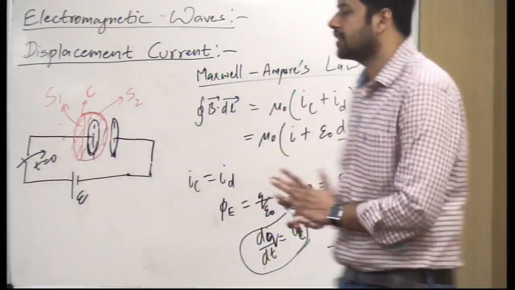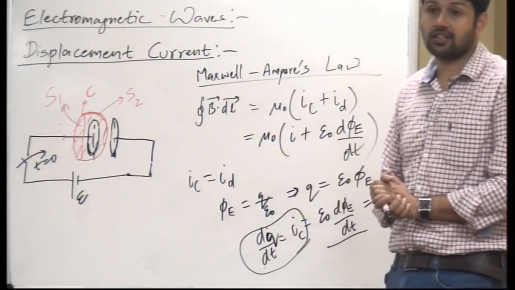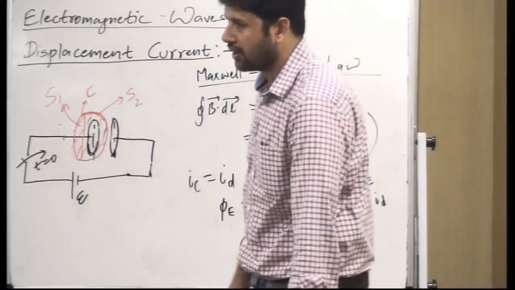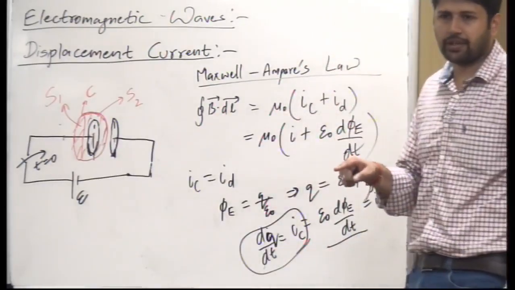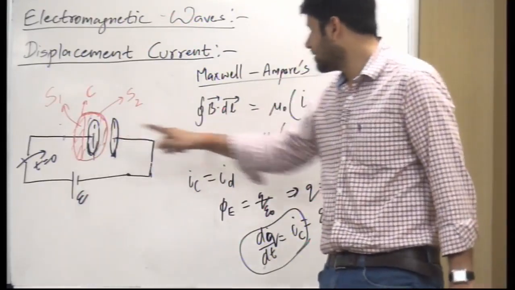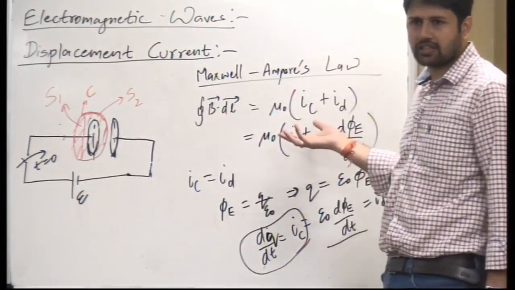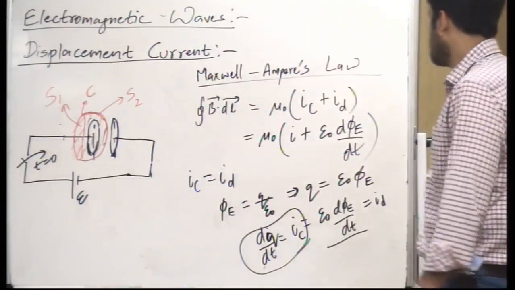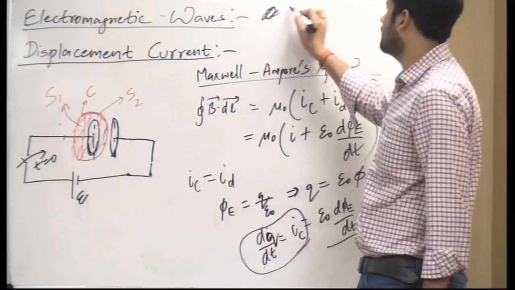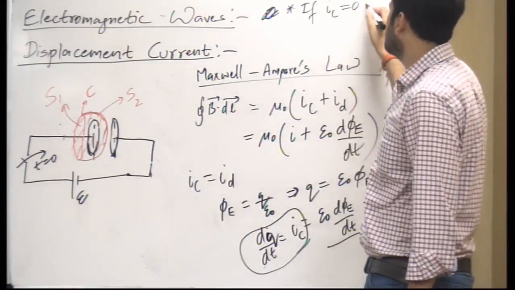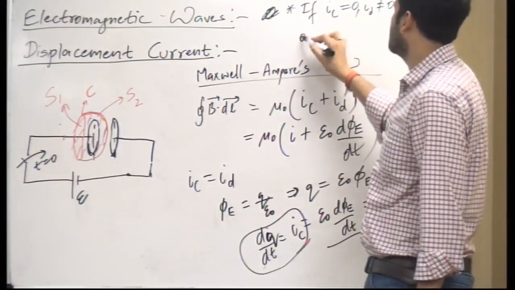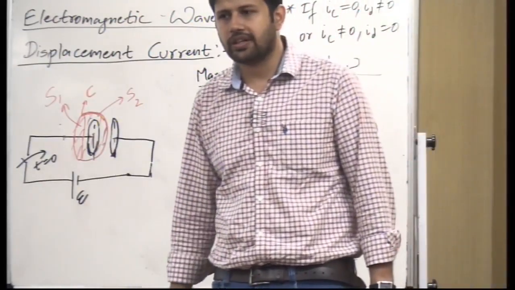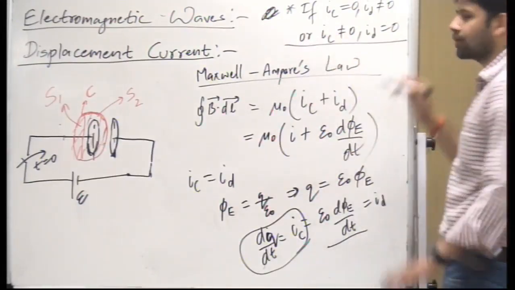So displacement current and conduction current are equal, but they don't coexist. Conduction current exists in the wire and displacement current exists where the electric field is changing, where there is no conduction current. So either it's conduction current at a point or it's displacement current. Between the plates we need to include only ID, no conduction current, while on the wire we need to include only IC and not ID. If IC is 0, ID is non-zero, or IC is non-zero, so ID is 0. Both of them can never be non-zero at the same point. However, both of them can be 0.